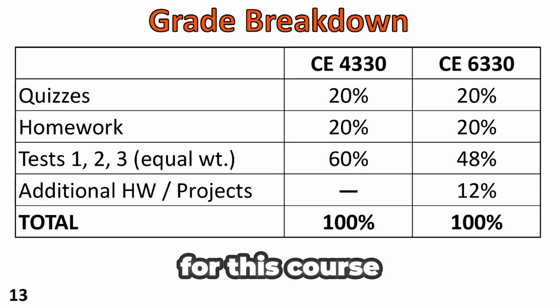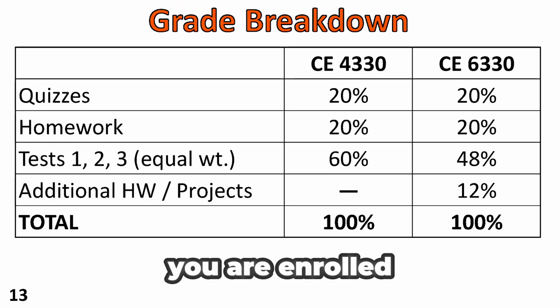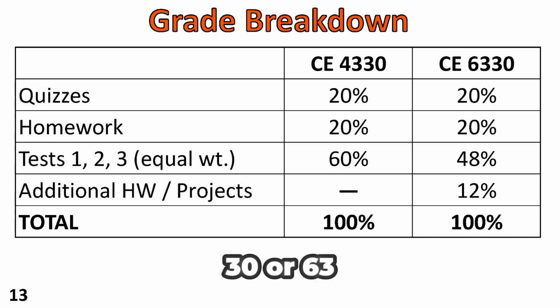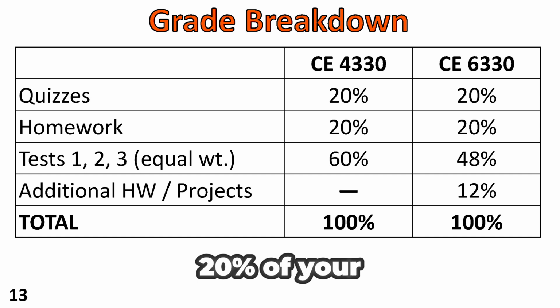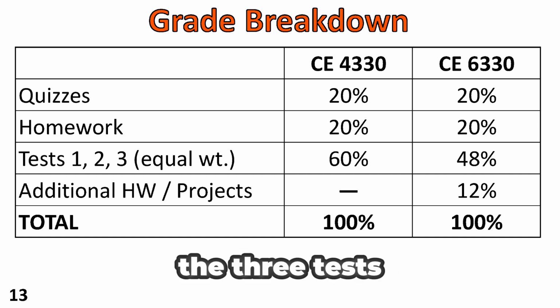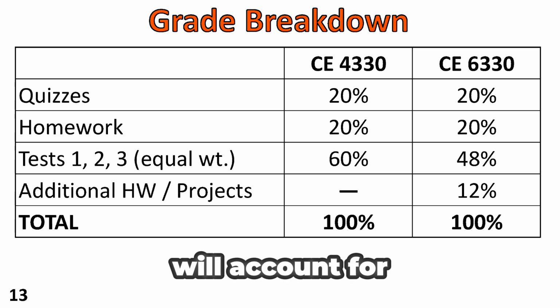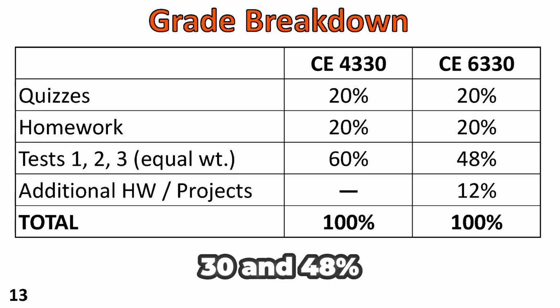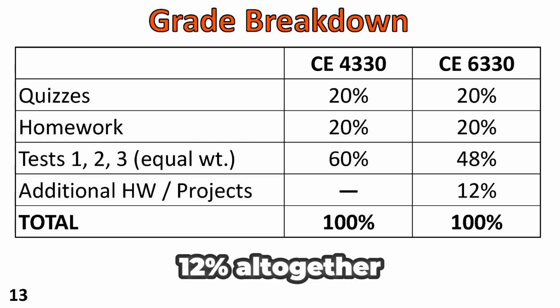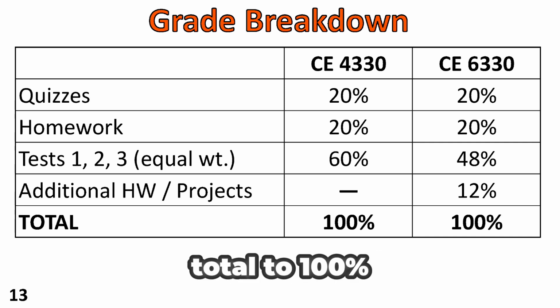The grade breakdown for this course varies slightly depending on whether you are enrolled in 4330 or 6330. For both groups, quizzes and homework each make up 20% of your final grade. The three tests, Test 1, 2, and 3, each weighted equally, will account for 60% of the grade in 4330 and 48% in 6330. Graduate students in 6330 will also have additional homework or a project, which will make up the remaining 12%. Altogether, this brings the total to 100% for both versions of the course.